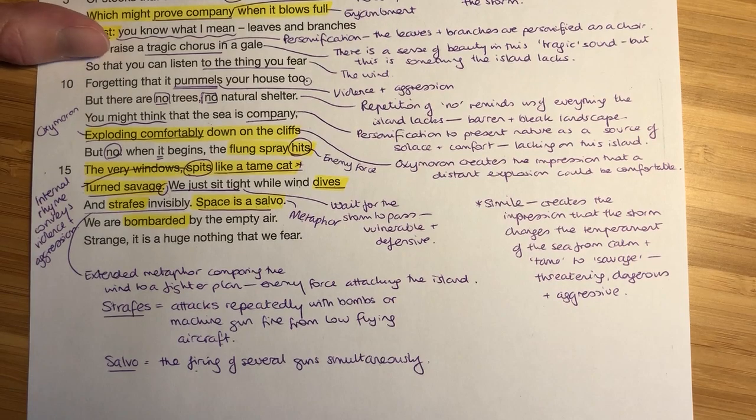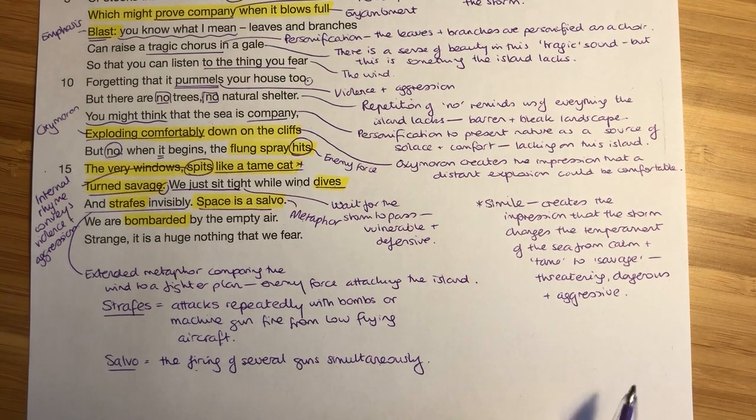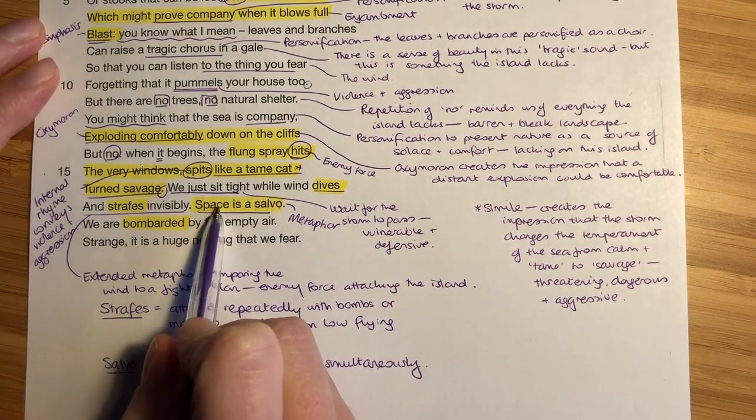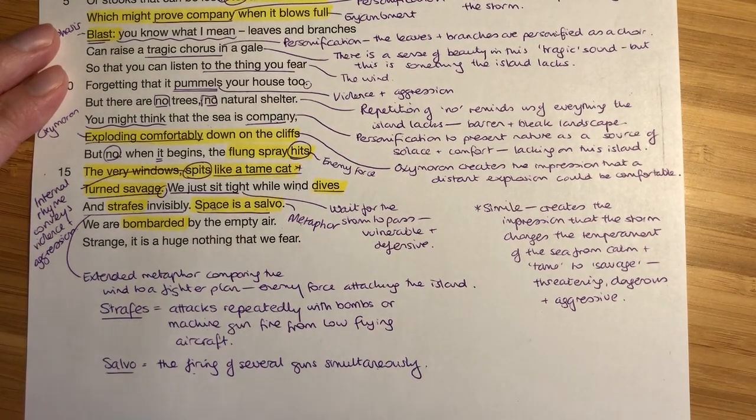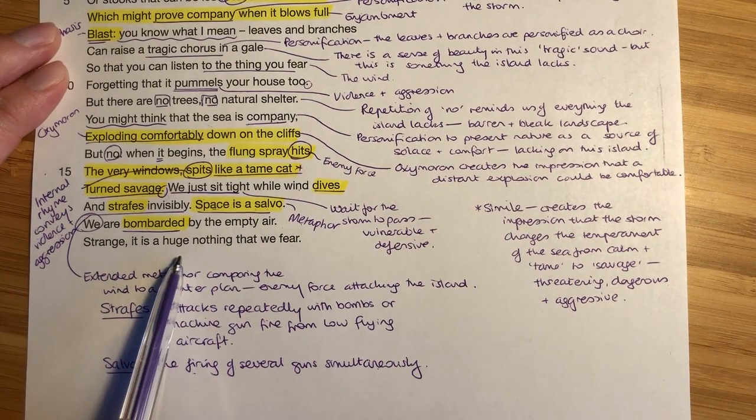Now, if we think about Owen's poem, Exposure, I think there's a really lovely direct comparison that you can make there. Think of those lines about the merciless iced east winds that knife us, the wind, the air being personified into this violent, aggressive, threatening enemy presence. Here, Heaney does almost exactly the same thing. Space, this empty air, this wind is compared to a barrage of machine gun fire. Space is a salvo. And continuing that sense of that extended metaphor, we are bombarded by the empty air.